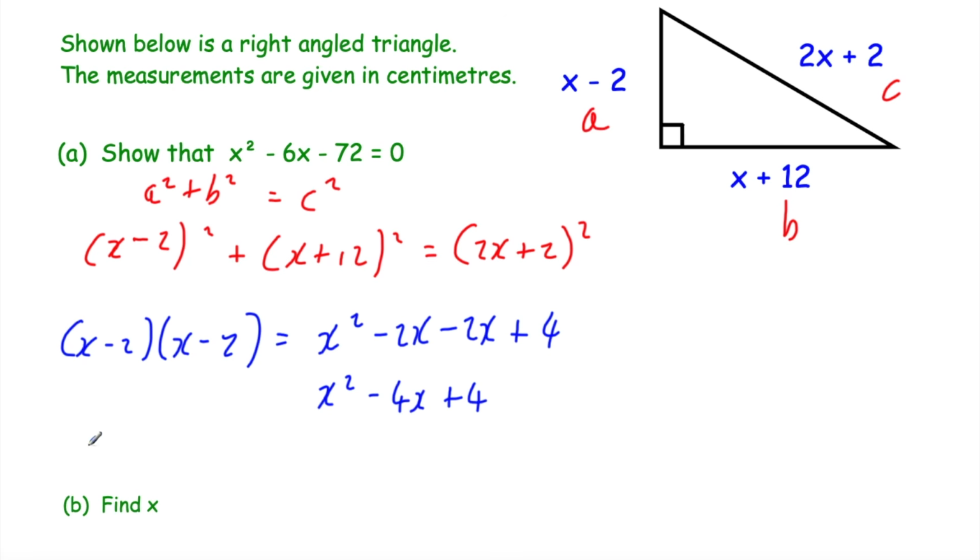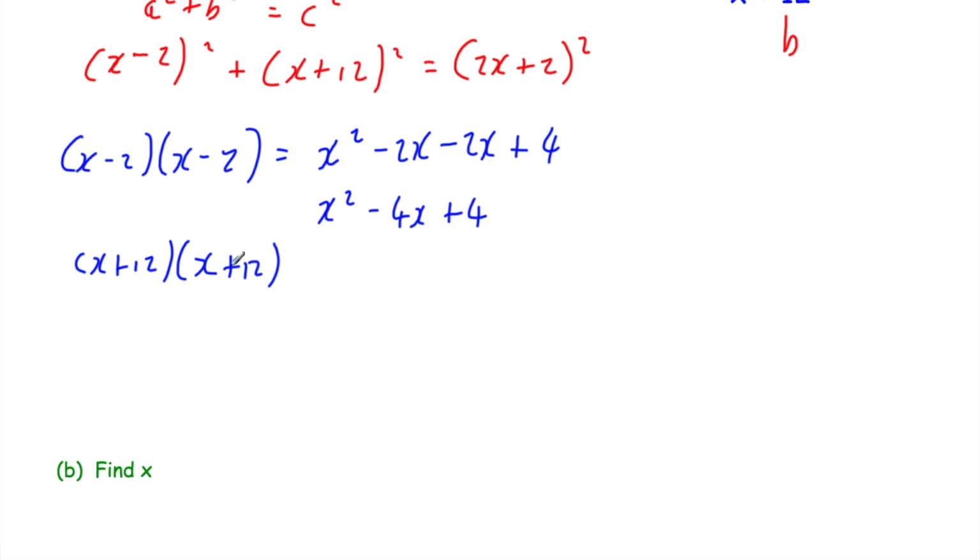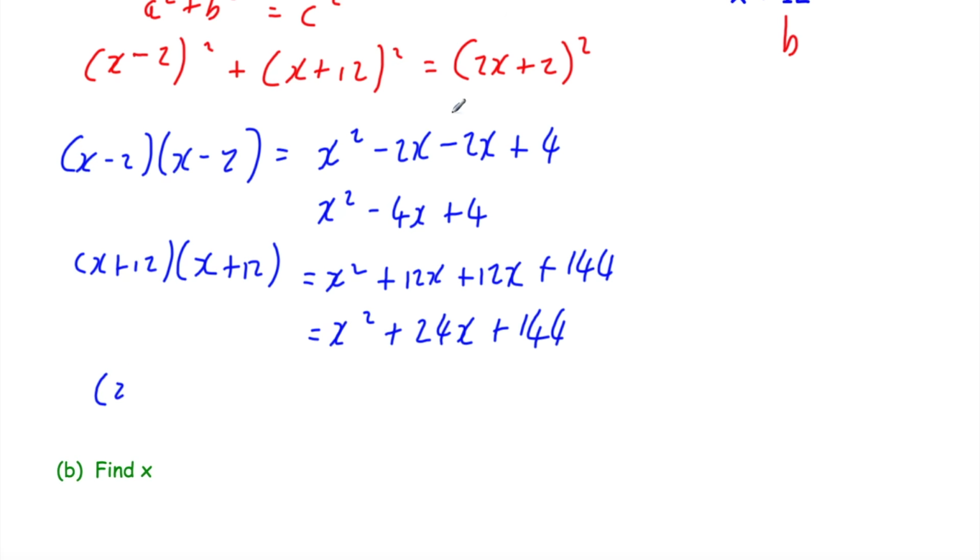Okay, now let's work out what x plus 12 multiplied by x plus 12 would be and see what that is. So when we expand our brackets here, x times x is x squared. x times 12 is plus 12x. 12 times x is plus 12x, and then finally 12 times 12 is 144. And then if we simplify these two terms in the middle, we're going to get that's equal to x squared plus 24x plus 144.